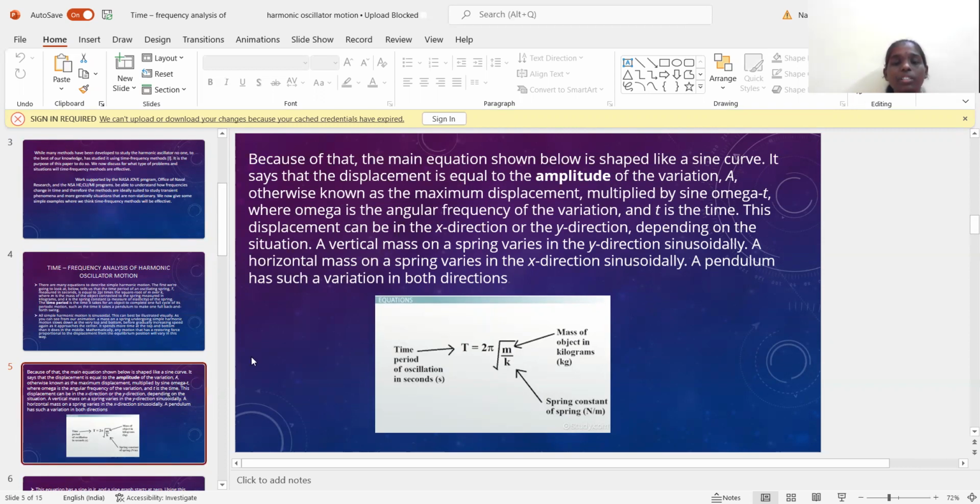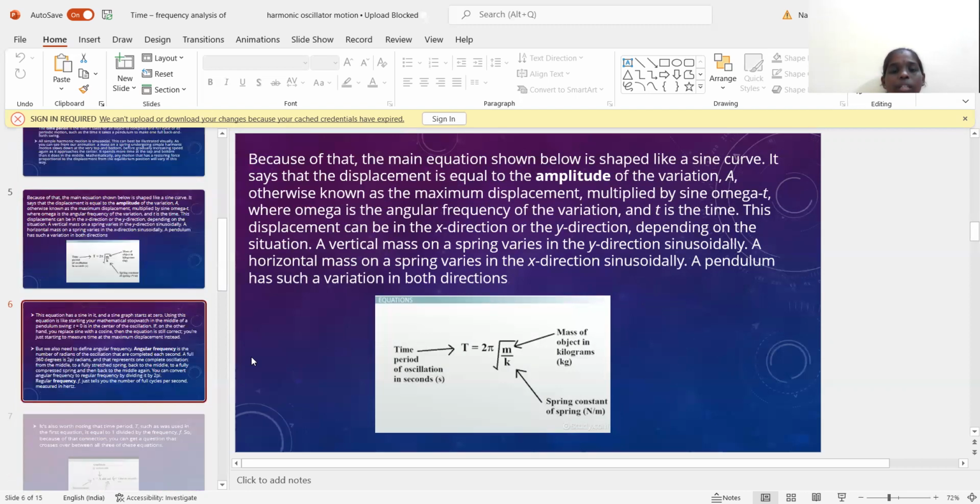Here, T equals 2 pi root m by k. m is the mass of the object in kilograms, k is the spring constant of the spring, and T is the time period of oscillations.